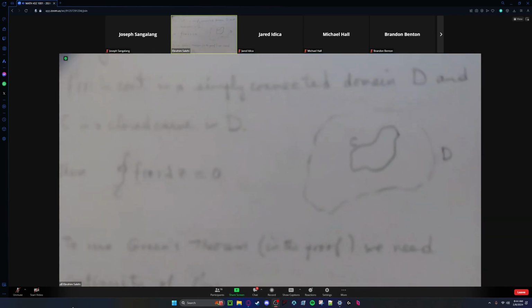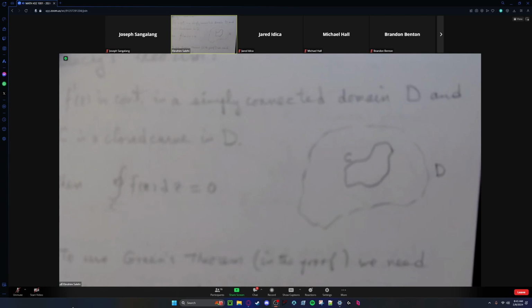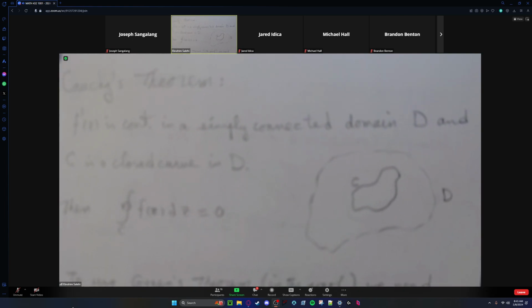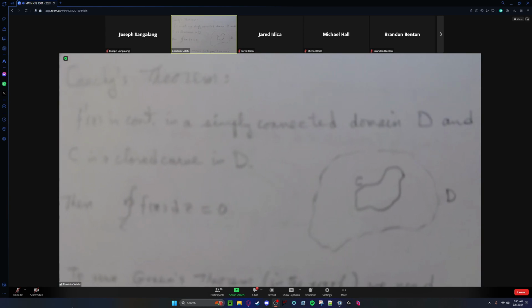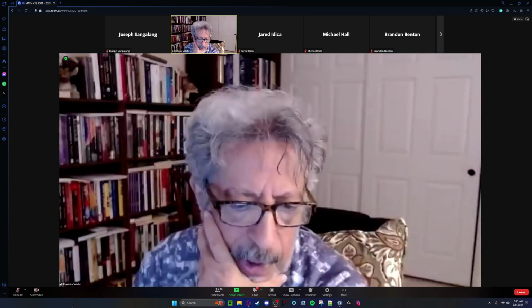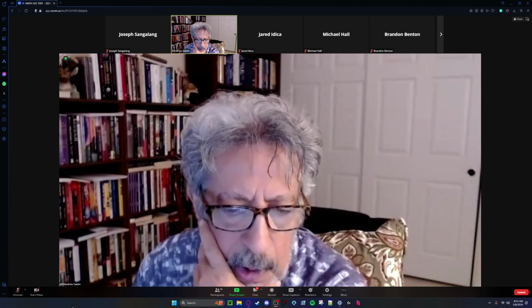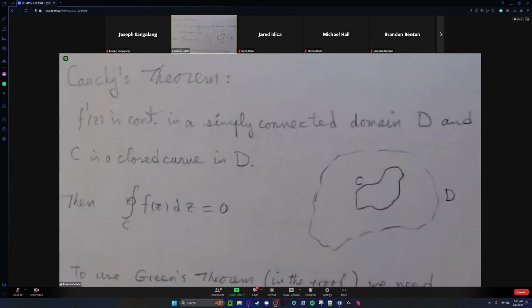Now let's see if I have some... yeah. So here is the summary, the statement of Cauchy's theorem. Now it seems that it's a little blurry. Let me change the camera. Hopefully by changing the camera, we'll get a sharper picture. Okay.